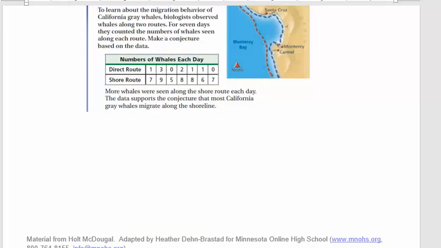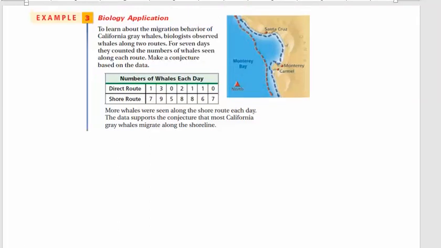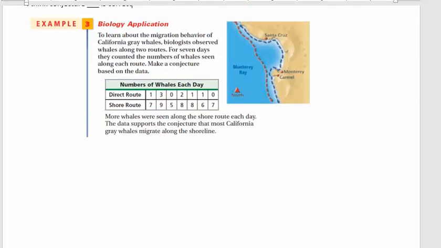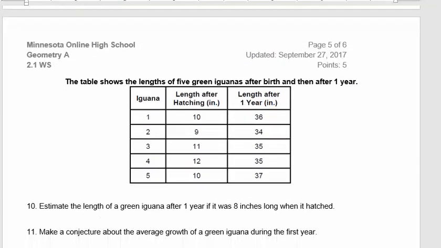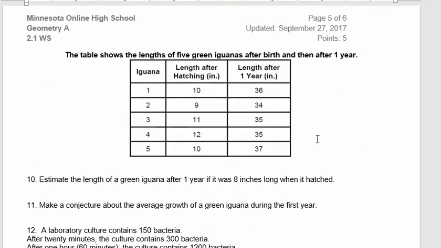Okay, then we get the application problem, which is based on a pattern. What do you think is going to happen next? And then you get to answer an application problem based on the lengths of 5 green iguanas after birth and then after 1 year. So here's 5 iguanas, and this is how long they were when they were born, and then this is how long they were after 1 year.